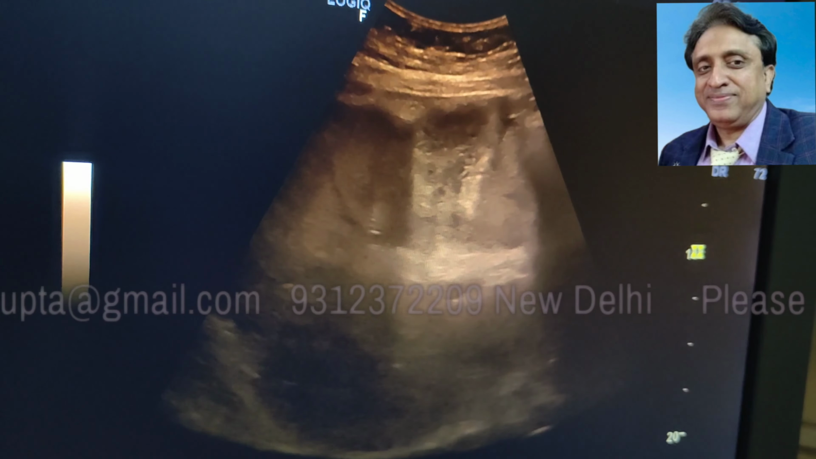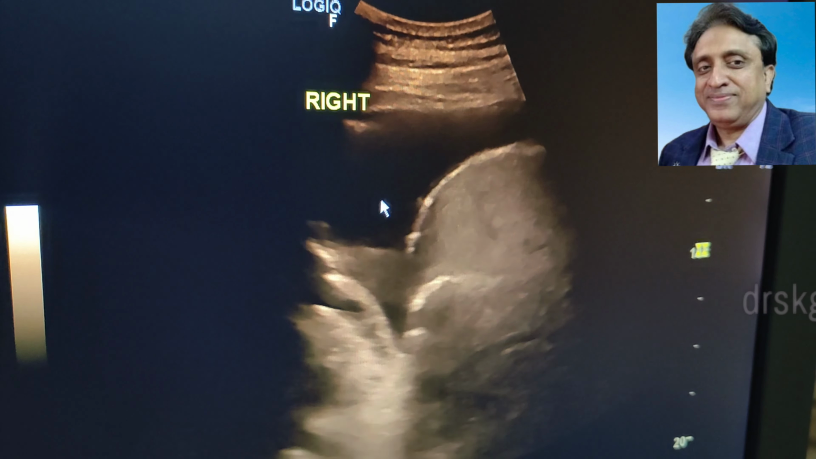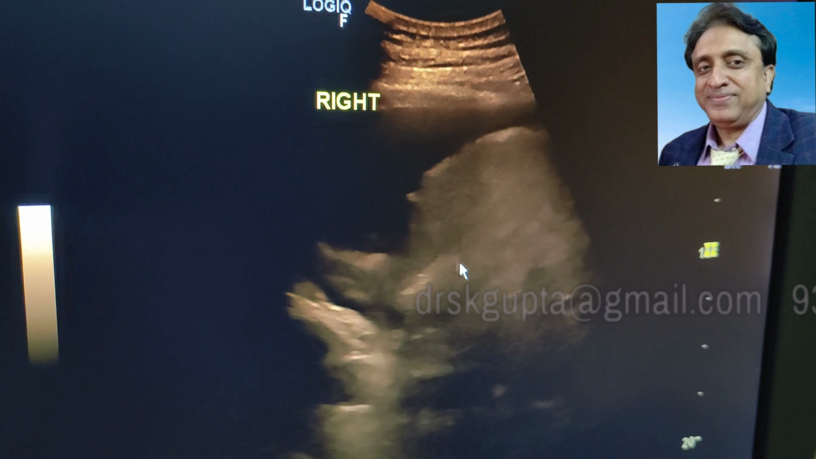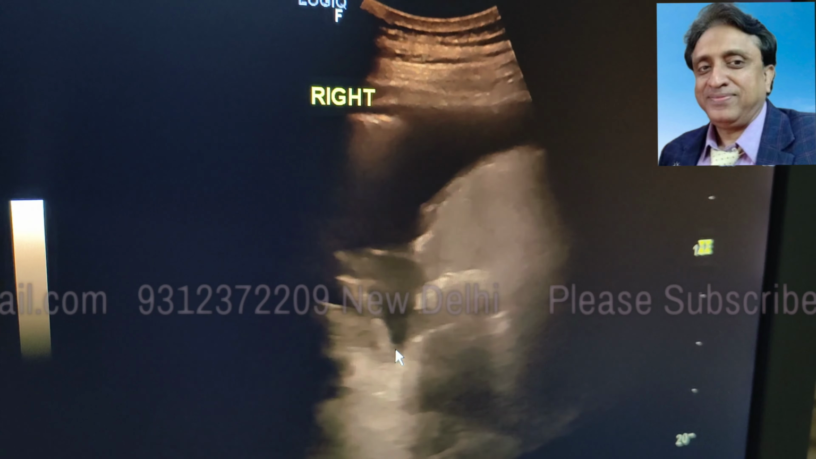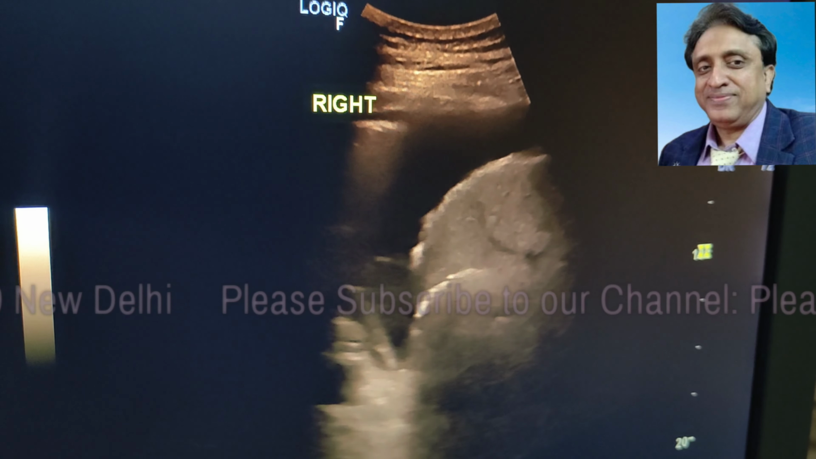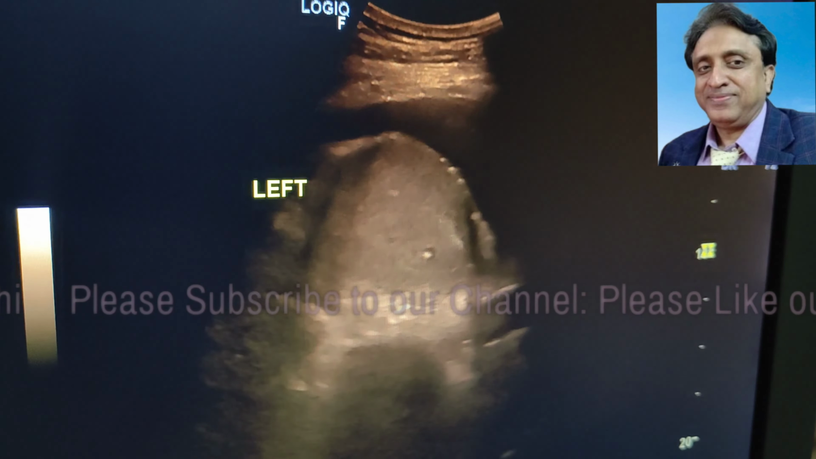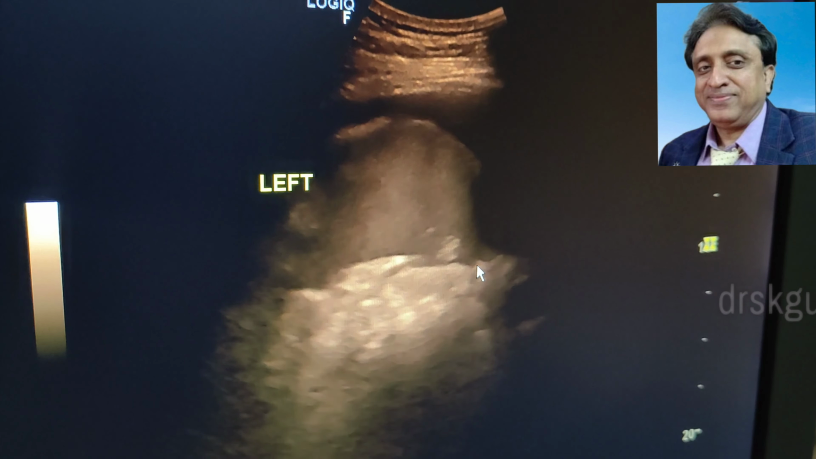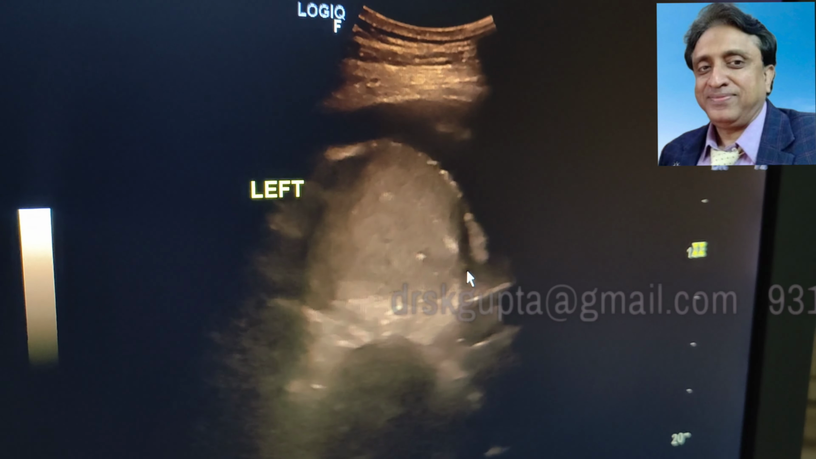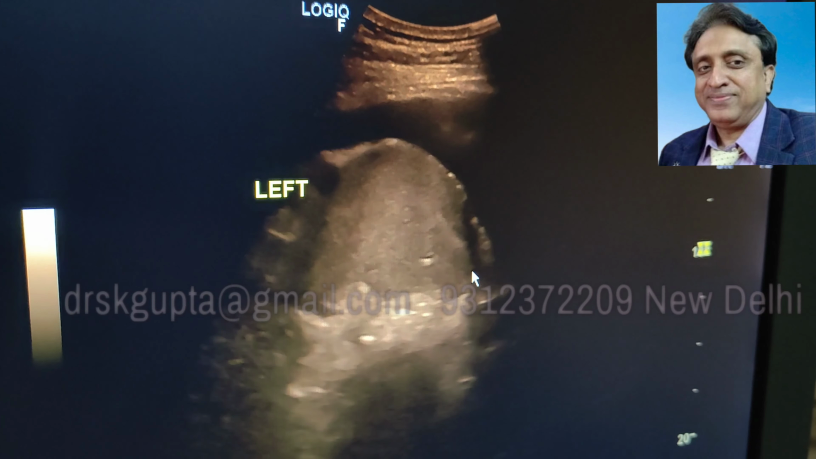And whenever you scan a patient of dengue fever, always scan the chest. You can see that this is the right pleural space, this is the liver, and this is the fluid in the right pleural space, suggesting that this is polyserositis. Let's see on the left hand side. On the left hand side, this is the spleen, and this is free fluid in the left CP angle, a good amount of fluid. So this patient is having ascites, and pleural effusion on both sides.